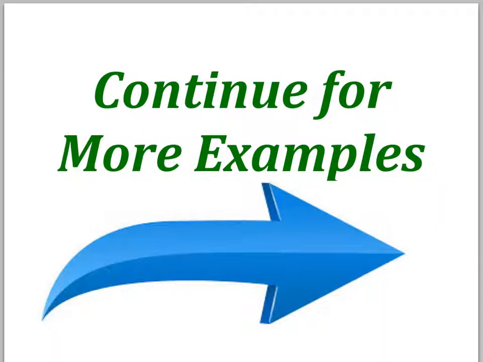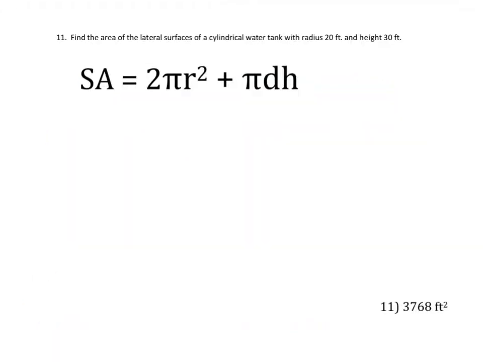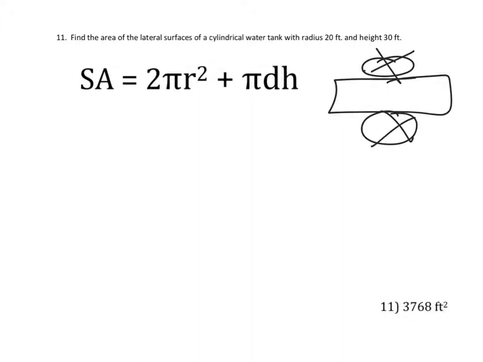Continue for another example from me. So in this one, if you read carefully, it says find the lateral surface area of a cylinder water tank with a radius of 20 feet and height of 30. So the lateral surface area, that is not the circles. So when we think about it, that's the rectangular piece. If we flattened out a cylinder, we'd get a rectangle and 2 circles. So not the circles, just the rectangular part. That's called the lateral surface area.